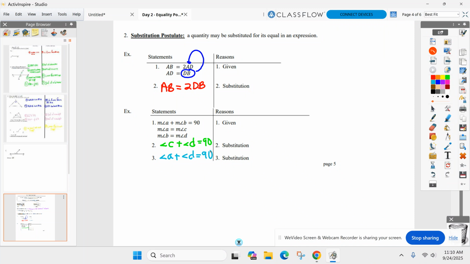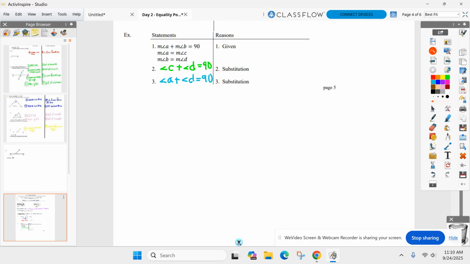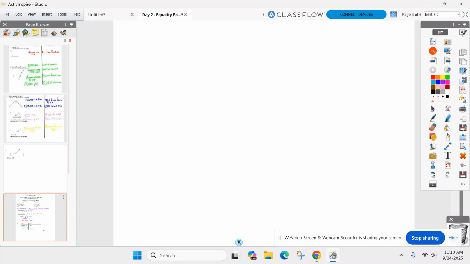All right, any questions? So I have reflexive, something's equal to itself, and now I have substitution. Kind of works like algebra now. We can do it for angles and segments. All right, my final one before we do our first proof. Just take a peek up here.